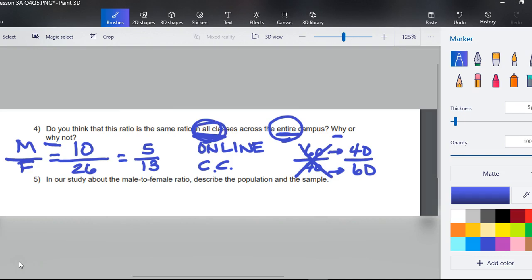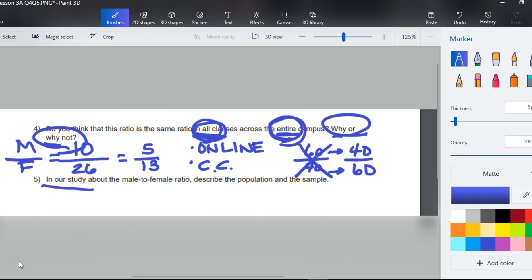So we cannot look at our class and say, oh yeah, our online class at a community college after Hurricane Harvey is going to be identical to all of the other campus or classes across our entire campus. That's my thought on why it is not, but you need to write down your opinions about why you think it is or why you think it also is not.